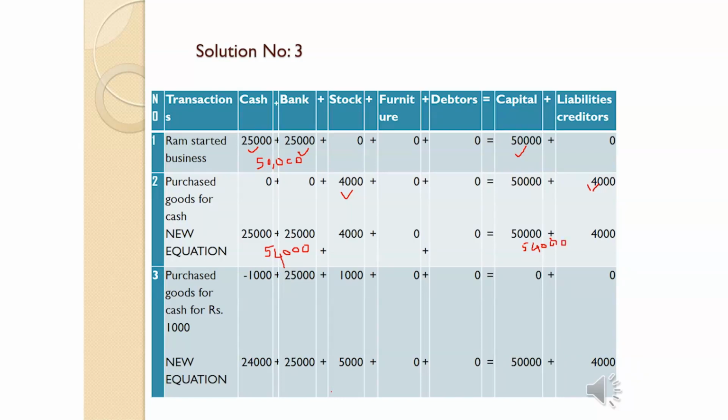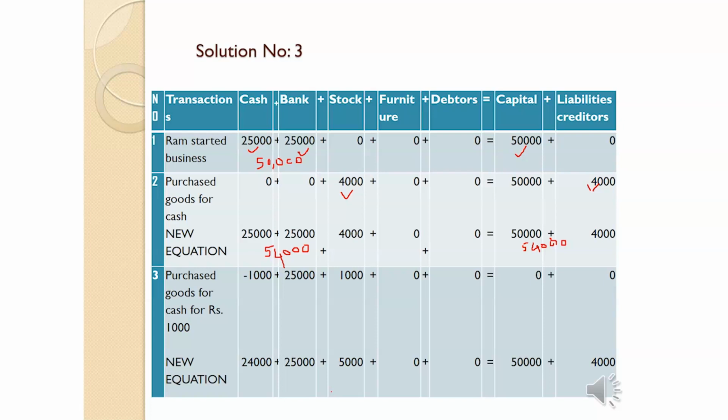The next transaction is purchase goods for cash for rupees 1,000. Here purchase goods for cash. So stock value will be increased rupees 1,000.